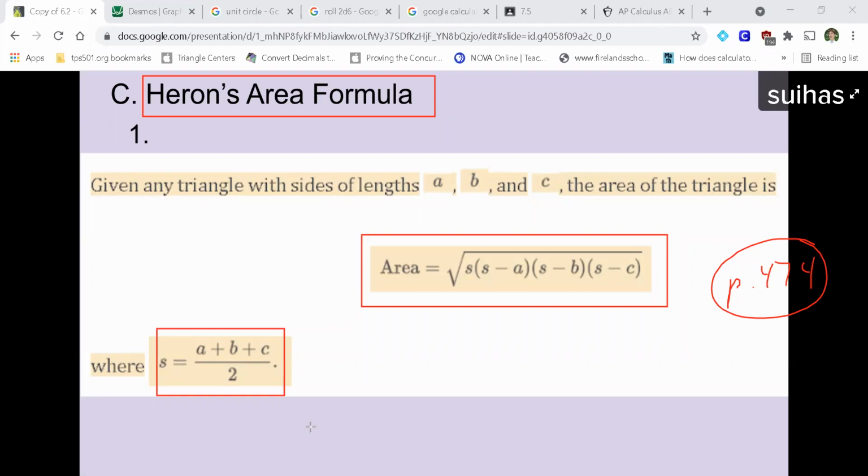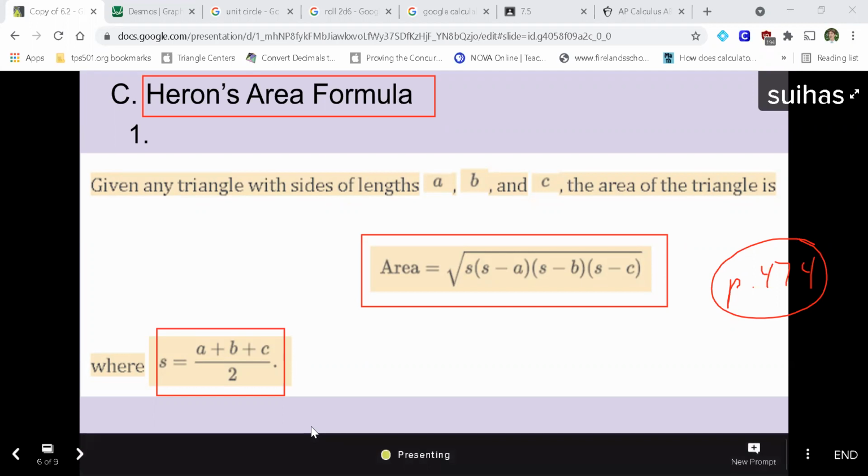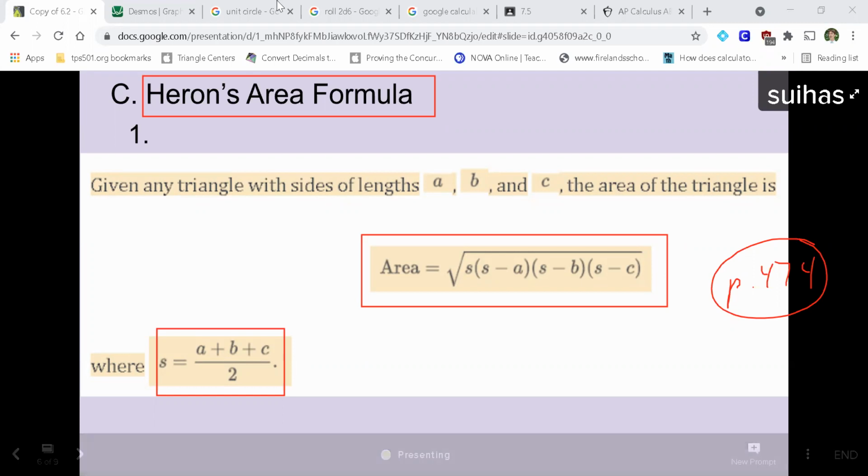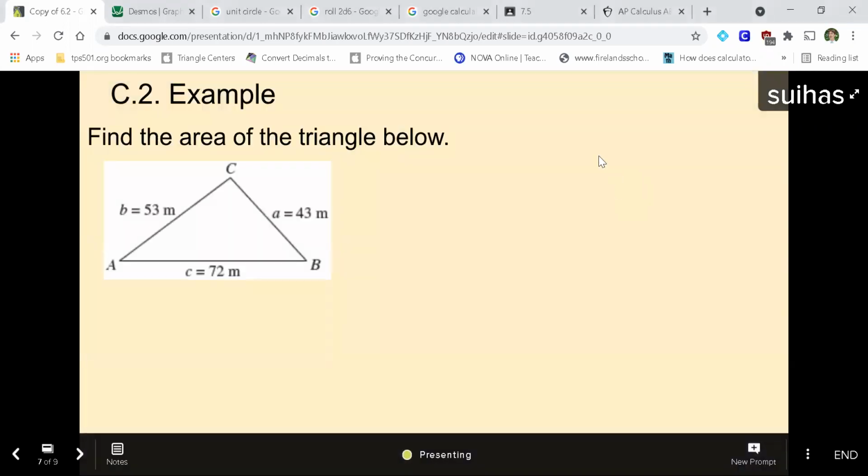Okay, anybody need more time to write? All right, let's try a problem. For this one, find the area of the triangle.